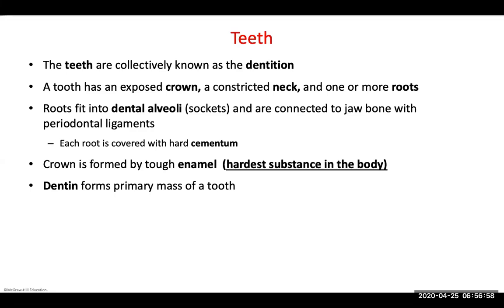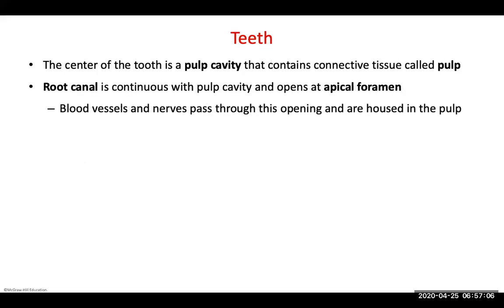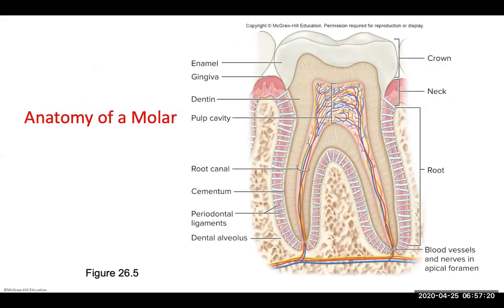The crown is formed by tough enamel, which is the hardest substance in the body, and dentin forms the primary mass of a tooth. The center of the tooth is the pulp cavity that contains connective tissue called pulp, and the root canal is continuous with the pulp cavity, and these are where your blood vessels and nerves pass through. So if someone needs a root canal, they need work done on their root canal, and it can be really painful if you're not completely anesthetized because there are nerves that travel within this pulp cavity and within the root canal. So your enamel covers your crown, and the enamel is the hardest substance in the body.